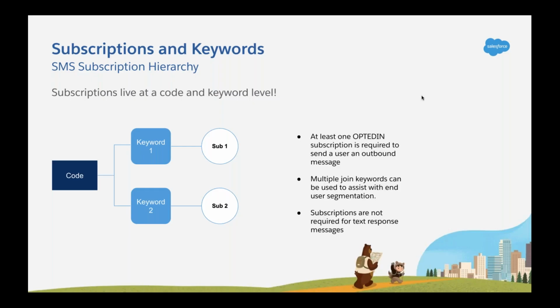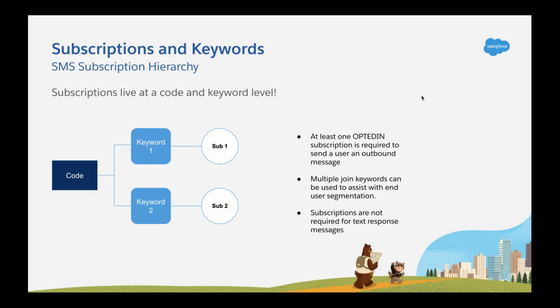All right, subscriptions. Another question we get is, how do subscriptions actually work, right? How does a subscription relate to both a keyword and to a code? And so they actually live at both levels. The hierarchy is that all customers are subscribed at a code level first, and then to keywords underneath that. So a few things to note is that at least one opted-in subscription is required to send a user an outbound message.